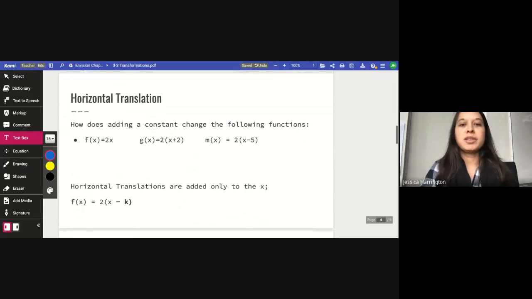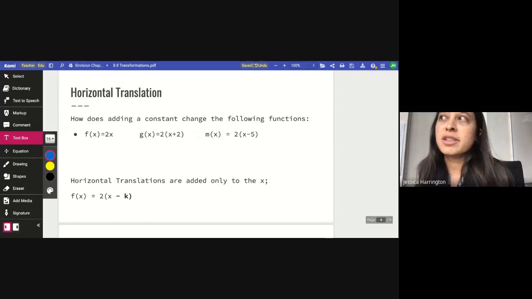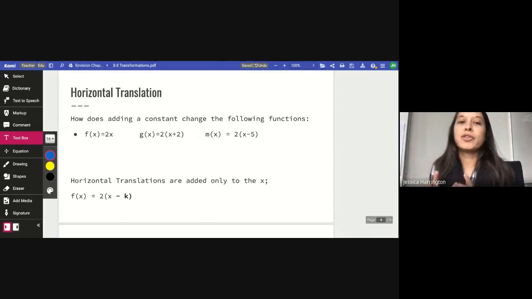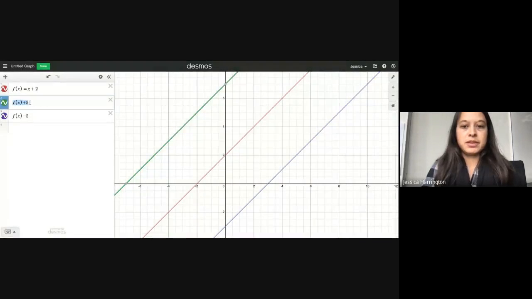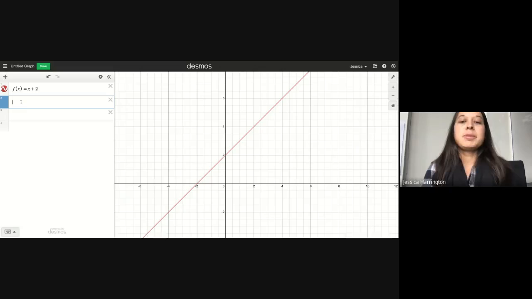You can also have translations that move the function left or right. All that's different here is instead of adding or subtracting a number to the whole function, you're only going to add or subtract it to the x value, because we're only wanting to change the x value, the left and right. So when I come back, let's look at this first. If I wanted to change these functions from the original function, I could say, I'm going to make this new function g of x, and it's going to be equal to x plus 2 and then plus 2.